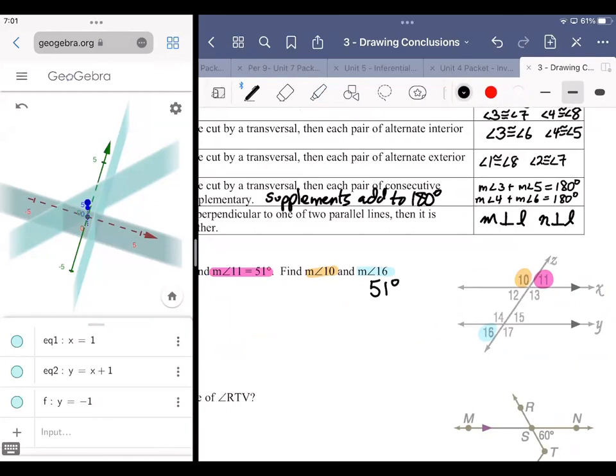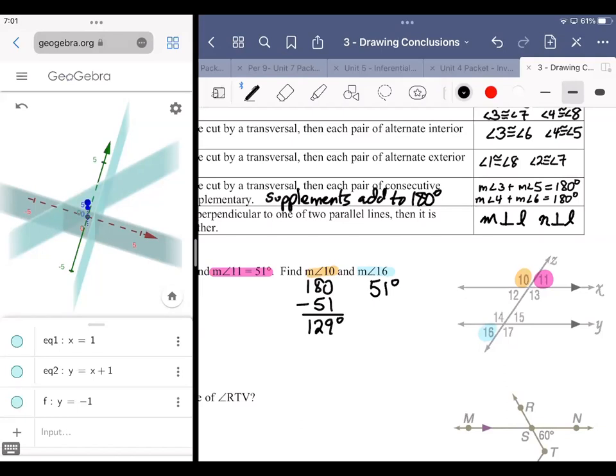The angle at 10 would have to be supplementary. Because like I'm saying, if they look the same, they are the same. If they don't look the same, they're supplementary. So I would do 180 minus 51. That's going to be 129 degrees. So any angle that looks like angle 10 would also be 129 degrees.